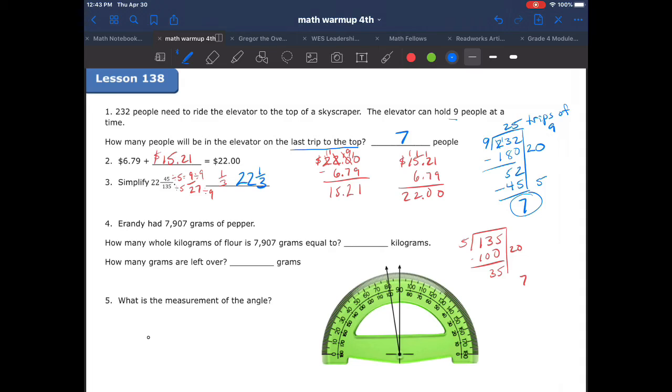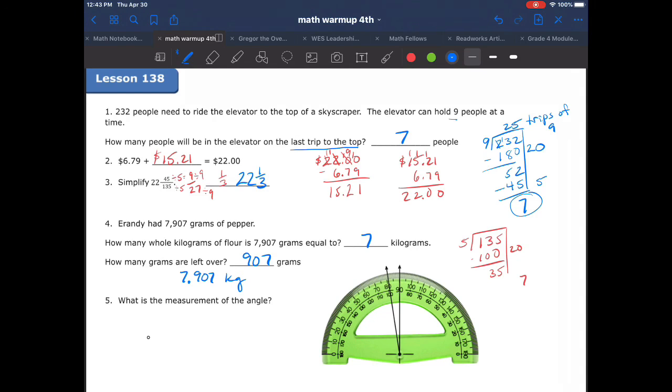Number 4, Aaron D had 7,907 grams of flour. How many whole kilograms of flour? So we have to remember that 1,000 grams equals a kilogram. So that would be 7 kilograms, and there would be 907 grams left. And just as a point for later, you could also say this as 7 and 907 thousandths kilograms.